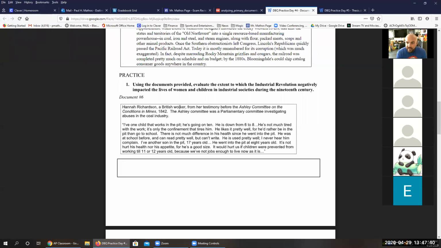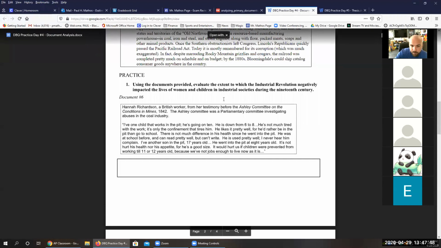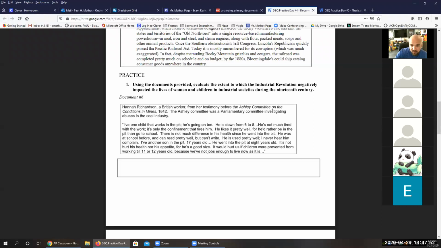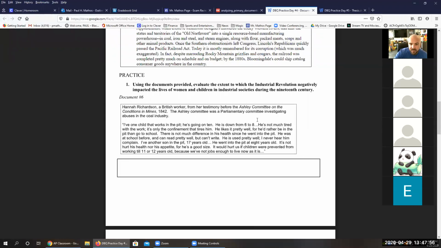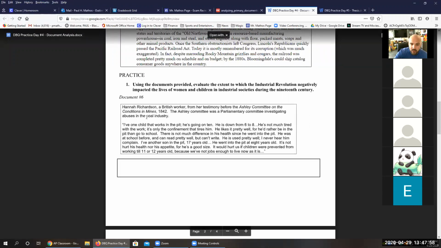Now you can see that this is reflected in the document. Again, look at this. It says Hannah Richardson, a British worker, from her testimony before the Ashley Committee on the Conditions of Coal Mines. The Ashley Committee was a parliamentary committee investigating abuses in the coal industry.